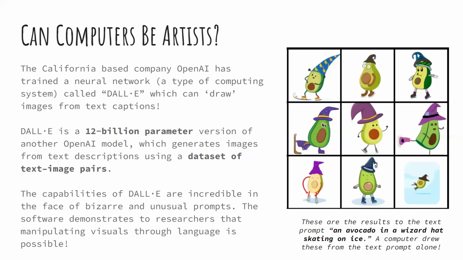So it's a practical application of AI, artificial intelligence, and also you guys can learn more about their project in the link that's given in the slides. The capabilities of DALL-E are incredible in the face of bizarre and unusual prompts. The software demonstrates to researchers that manipulating visual to language is possible. So it's another huge achievement and a major significant project, and it also has an API that you guys can use later on when you learn more about programming.